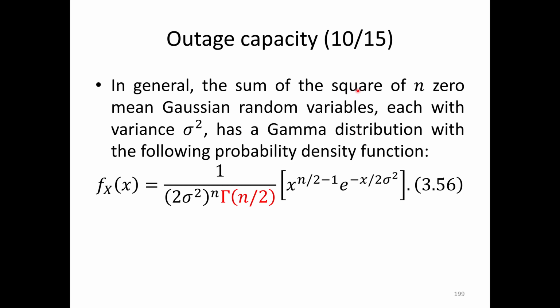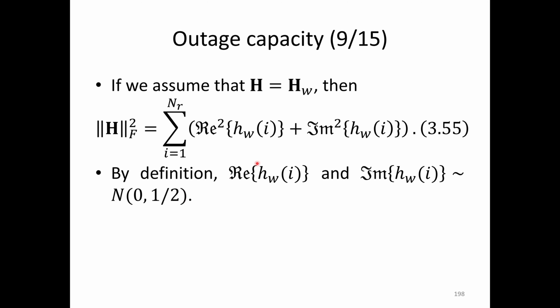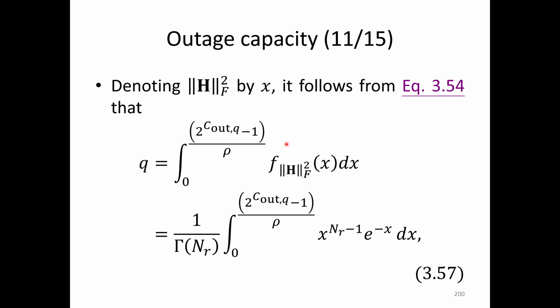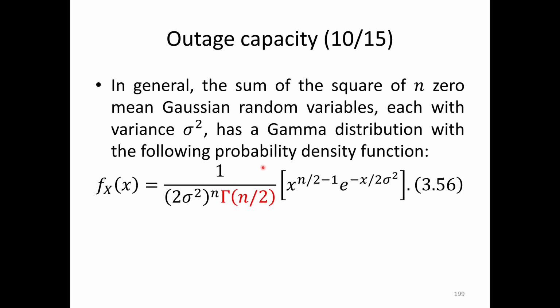Okay, the sum of the squares of 2nr zero-mean Gaussian random variables, each with variance sigma square, is equal to 1 second. So now n is equal to 2nr and sigma square is equal to 1 second. Okay, so equation 3.56, we can see that q is equal to the integration from 0 to 2 to the power of C out q minus 1 over rho of the square of the Frobenius norm of h of x dx. And the PDF becomes 1 over 2 sigma square.